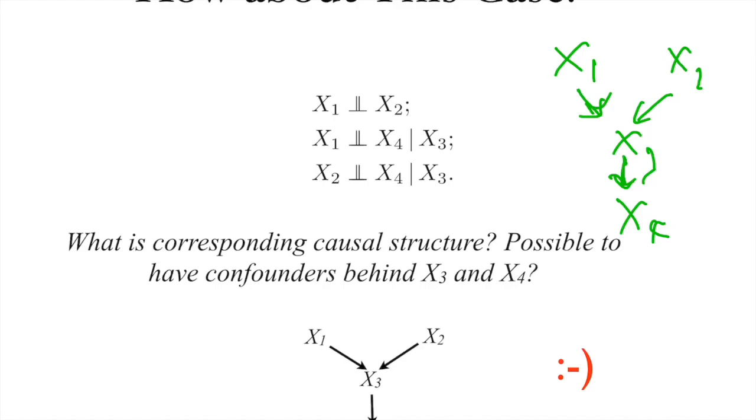Now the question is, do you think it's possible to have a confounder behind X3 and X4? By confounder, I mean a hidden direct common cause of 3 and 4. Do you think it's possible to have a confounder here? Yes or no? Now we are trying to go further. We want to say something about the confounder. Previously, we assumed causal sufficiency, right? Is it possible to have a confounder over there?